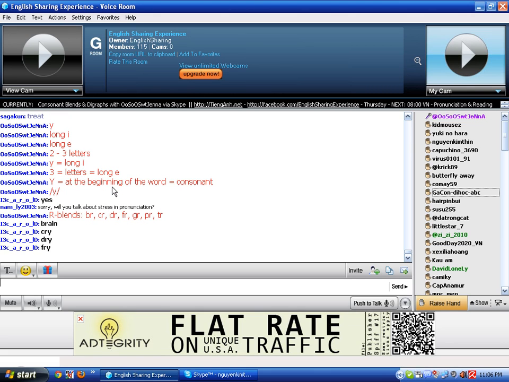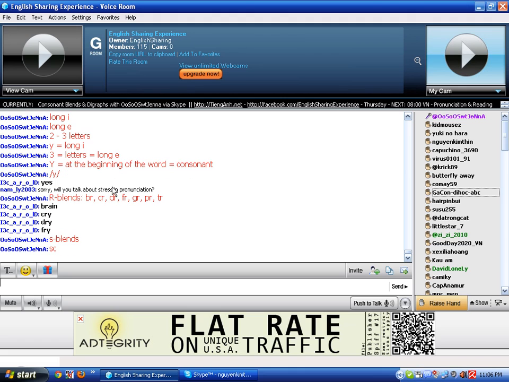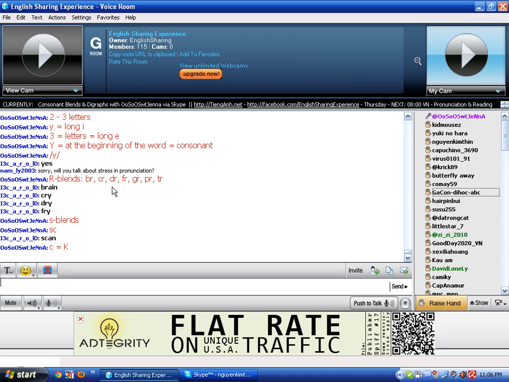Memorize that. Now let's move on with your S blends. Okay? S blends. Starting out with the SC. The SC will have the S and the K sound. That C will become a K. So the SC will sound like an SK sound.